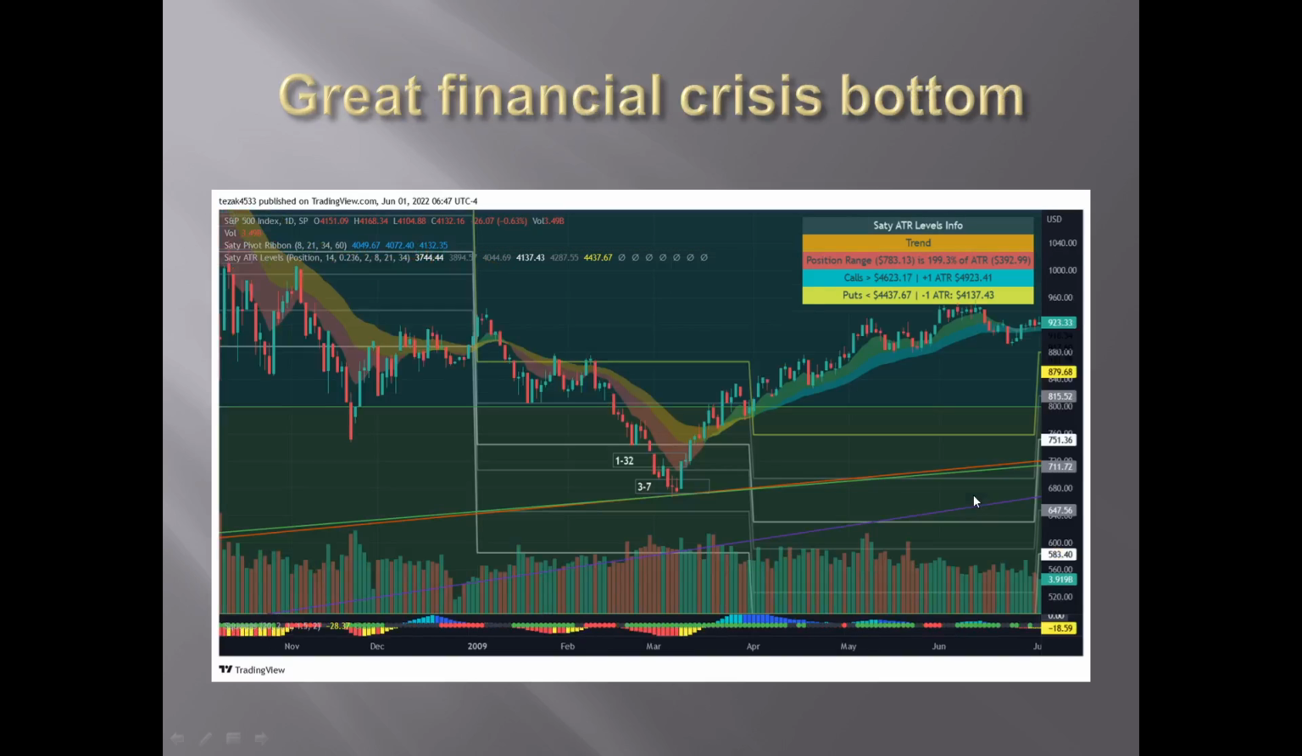Okay, and then here is the actual bottom, right? This was the end of the last one right here. So if you had held through here, you'd be pretty sad because it came all the way back down here below the first extension of this -1 ATR again. But it did get another bounce right here into your EMA cloud. And then below here, all the way down below this extension.